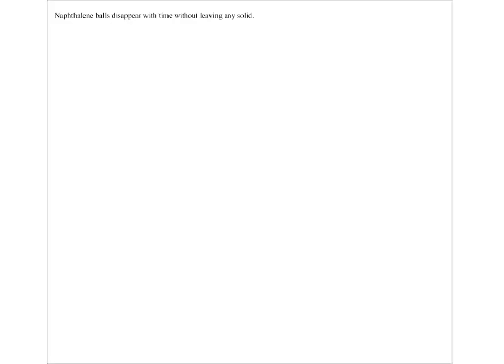What's going on? Naphthalene balls disappearing with time without leaving any solid. What could it be? Diffusion. Sublimation. Sublimation. Right. What one word would you use to describe this process? Just one word. Diffusion. Perfect.